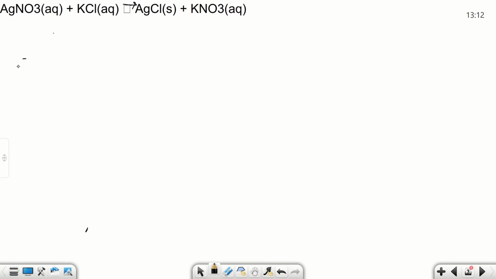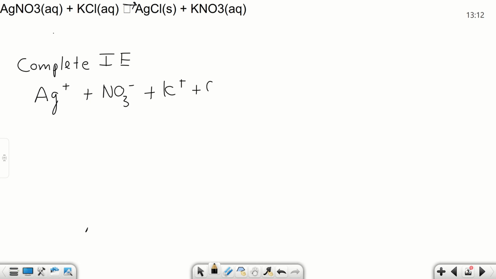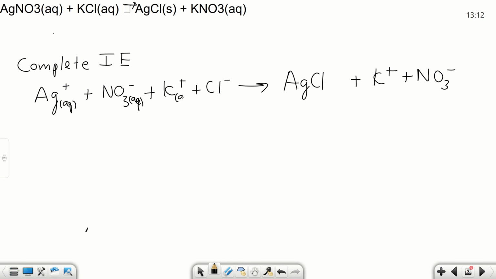So the complete ionic equation, I'm just going to write complete IE, would look like this. Ag plus NO3 minus plus K plus Cl minus produces AgCl plus K plus NO3 minus. So you can see all I really did was separate it out. We should technically write out all of the states of matter. These are all aqueous, aqueous, aqueous, aqueous, solid, aqueous, aqueous.